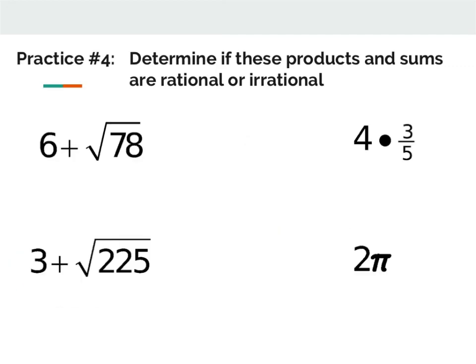So here we are at practice number 4, and it says determine if these products and sums are rational or irrational. So now you're on your own. You're going to try these 4 on your own and determine if the answer is rational or irrational. I'm not looking for the actual mathematical number answer. I just want to know whether it's rational or irrational. So go ahead and press pause now. Try the 4 problems on your own, then press play again to see if you are right.